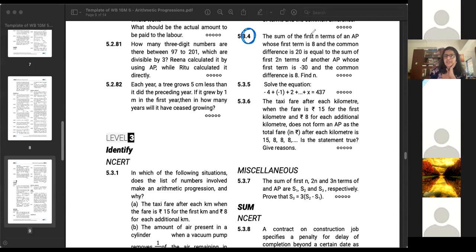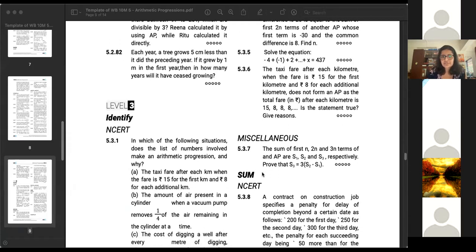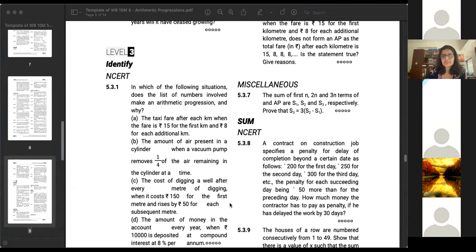So the sum of first n terms of an AP whose first term is 8 and common difference is 20 is equal to the sum of first 2n terms of another AP whose first term is minus 30 and common difference is 8. Then find n. Actually, don't do question 4. You guys can do it with the same pattern. You'll get an equation, you need to solve it. Instead of 4, do this one, question number 7.